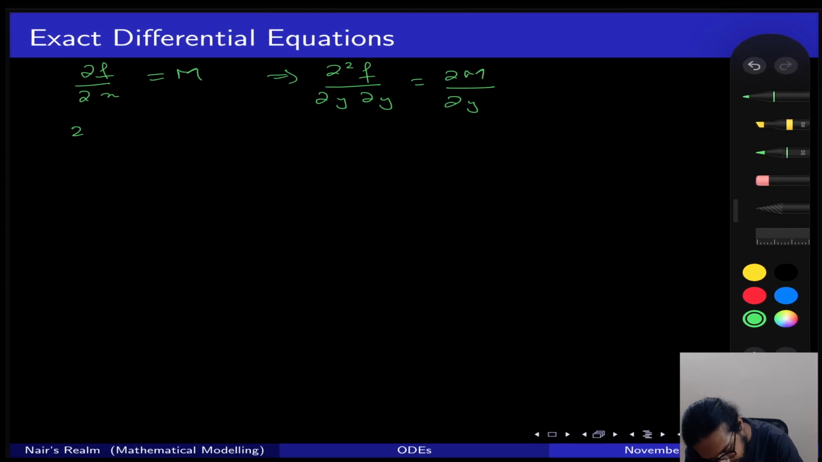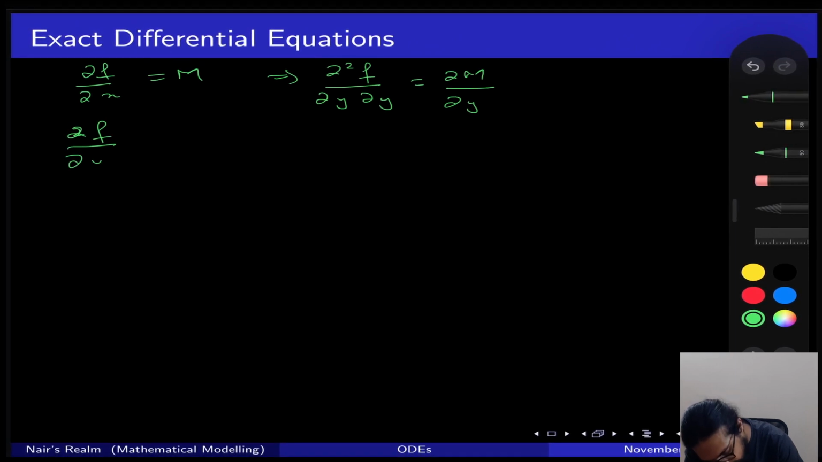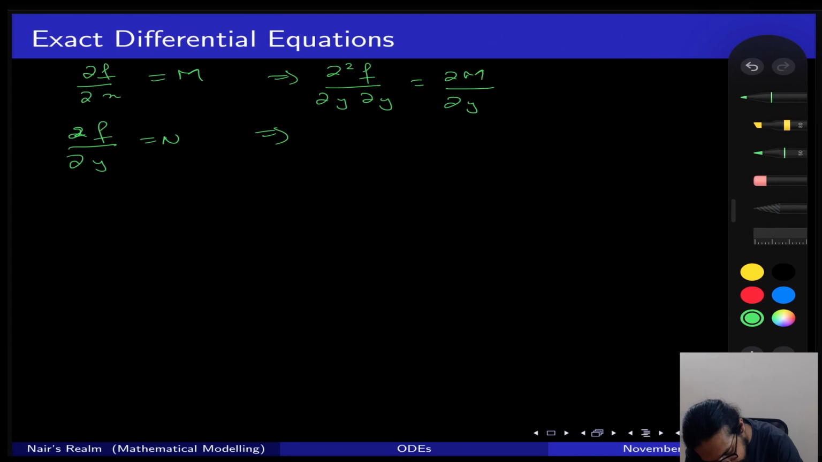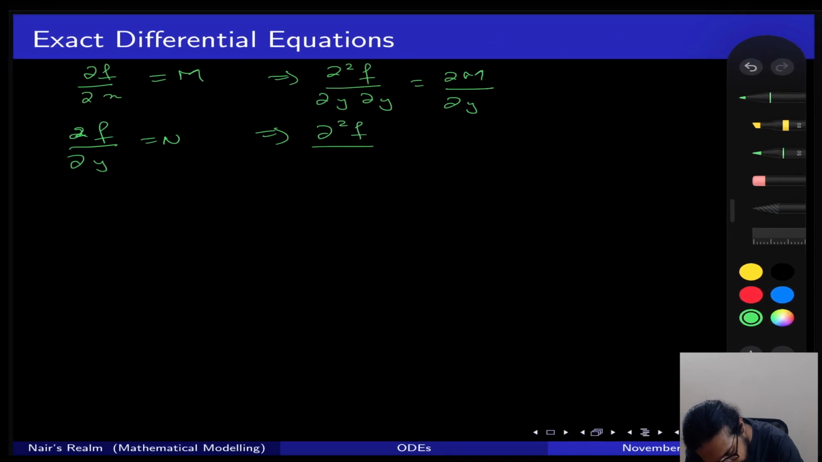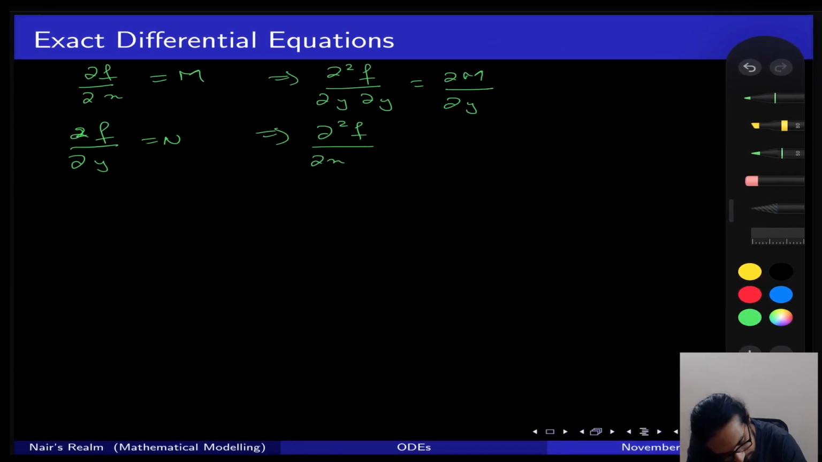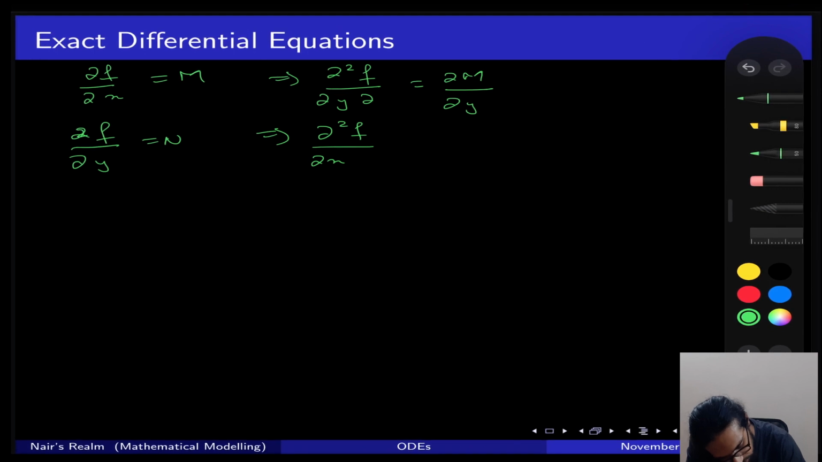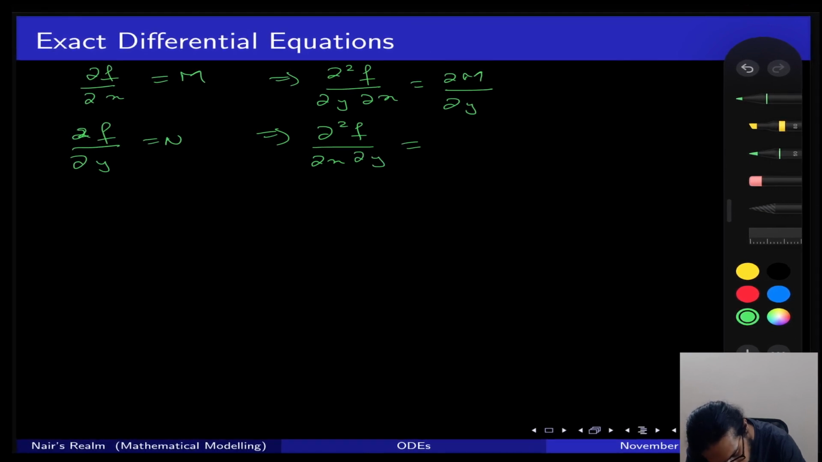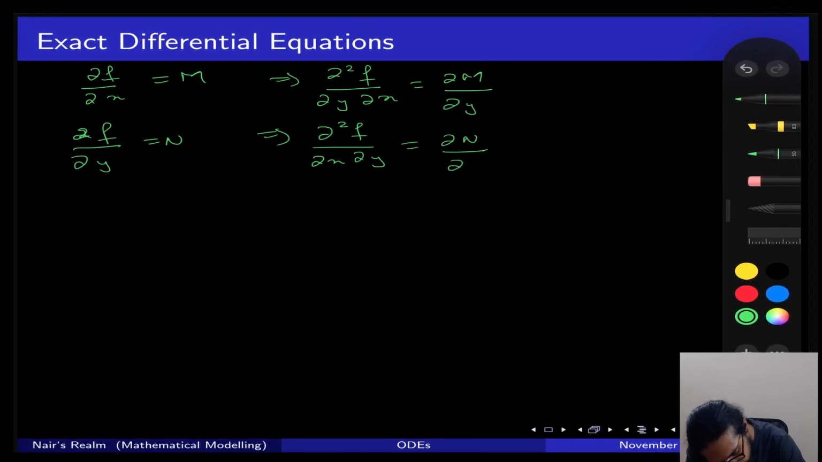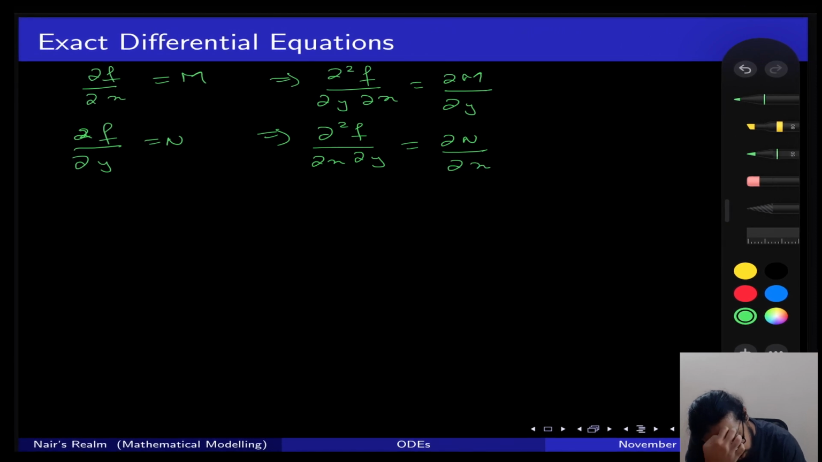Now similarly, we know that ∂f/∂y is equal to N, and this implies that ∂²f/∂x∂y is equal to ∂N/∂x.